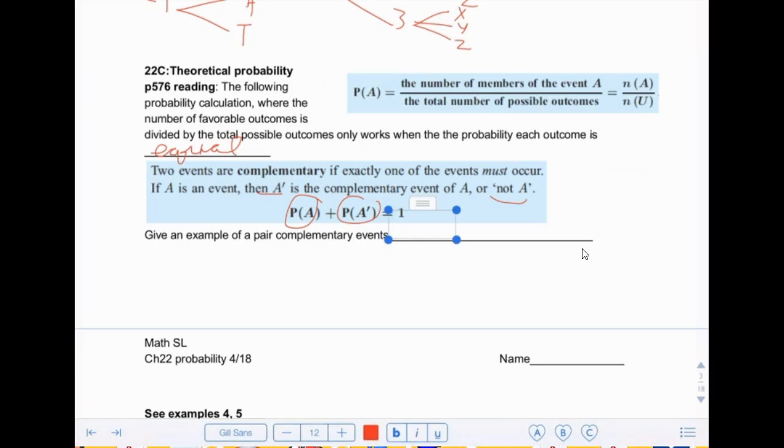What about, let's see, wins the game or doesn't win the game? You may say, why don't you say win the game and lose the game? Well, you know, sometimes there's a tie, so I want to have a complementary event which takes care of every other possibility besides the event itself. So that's why I said doesn't win the game, so it's more complete.